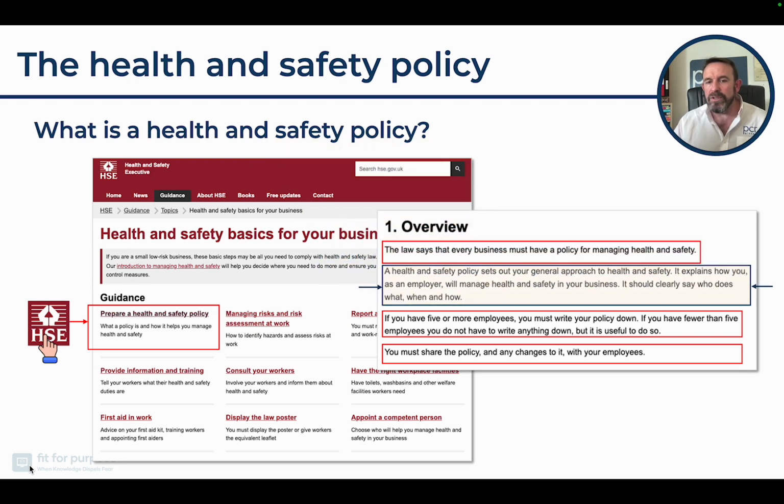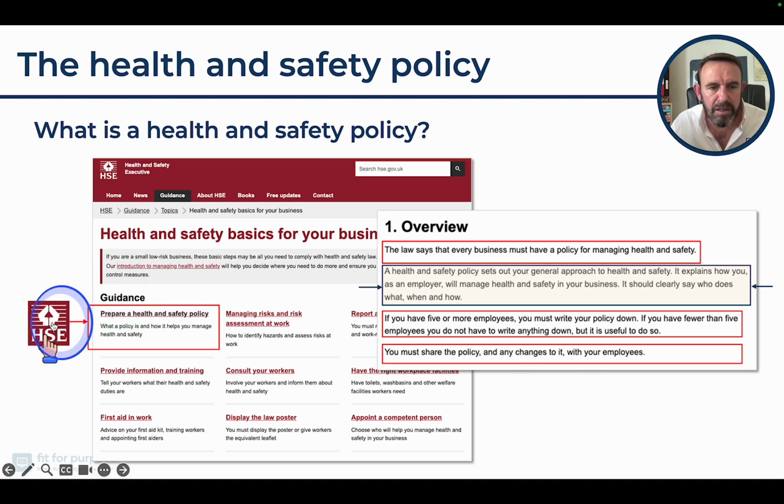A health and safety policy sets out the general approach. It's going to explain how we, or you as an employer, manage health and safety. And this is the important part. It should clearly say who does what, when and how. So when people copy a policy from someone else, it's quite obvious that it's not the policy of the organisation.